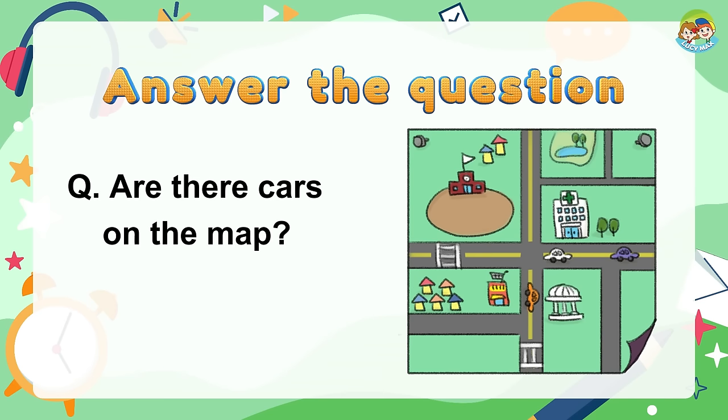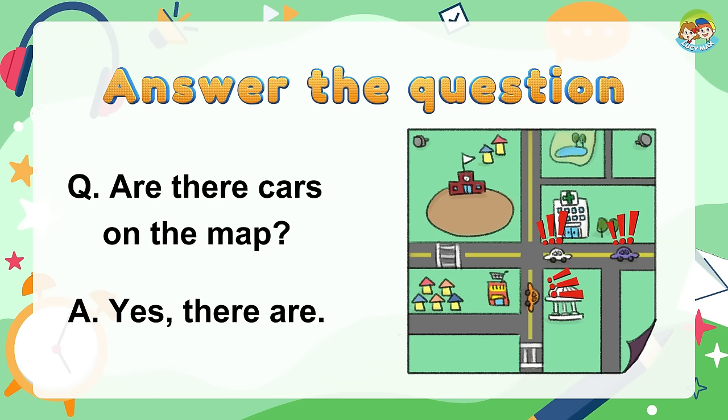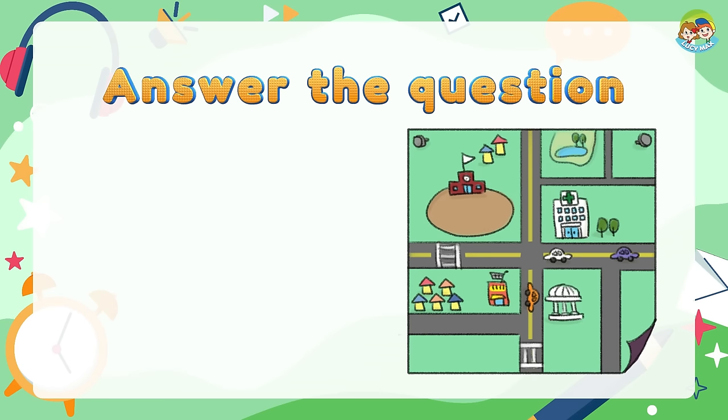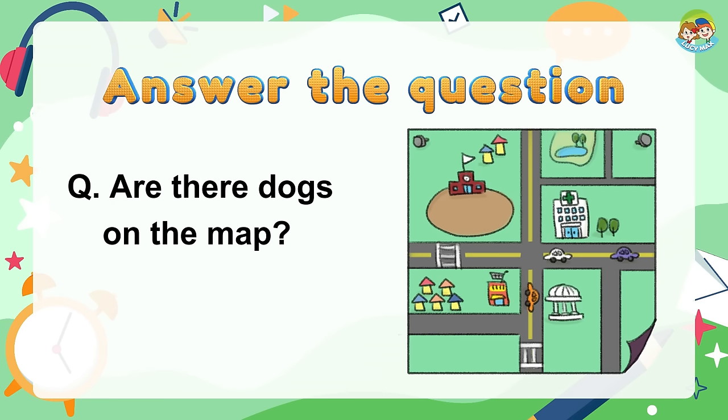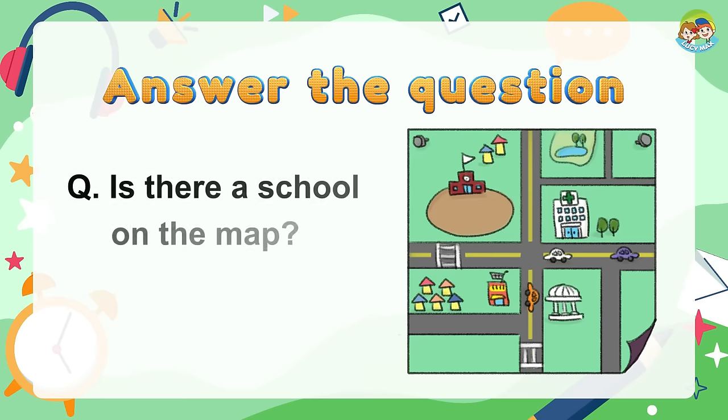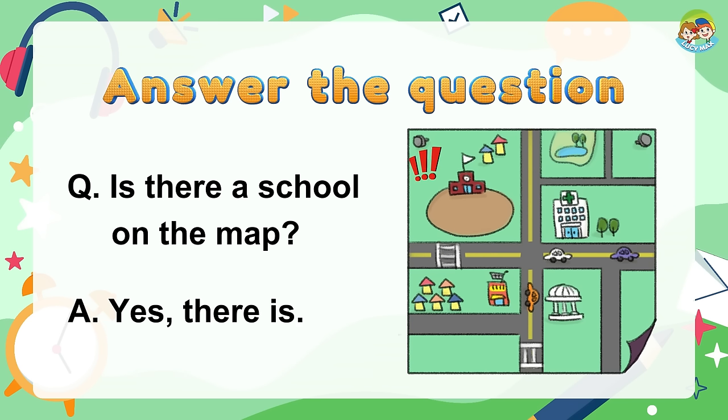Are there cars on the map? The answer is yes, there are. Are there dogs on the map? The answer is no, there aren't. Is there a school on the map? The answer is yes, there is.